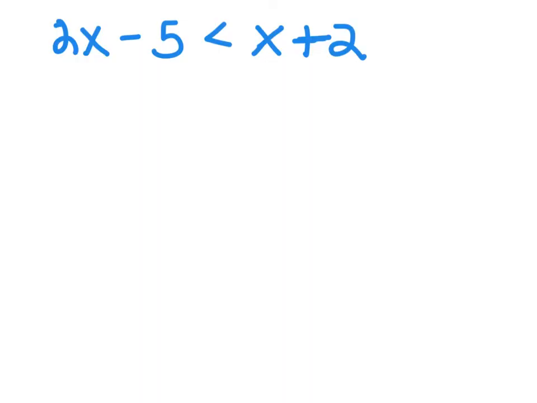All right, we're going to try another one. If you can write this one down: 2x minus 5 is less than x plus 2. I want to know every number that will make this true. So you can go ahead and draw your line down. We're going to solve it like an equation to start with.